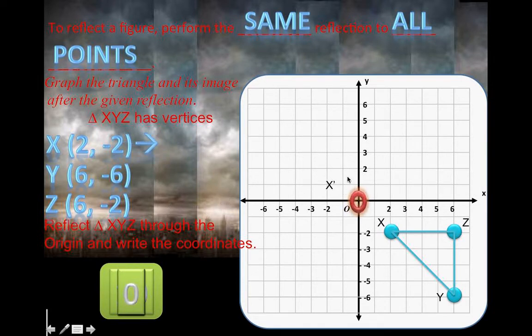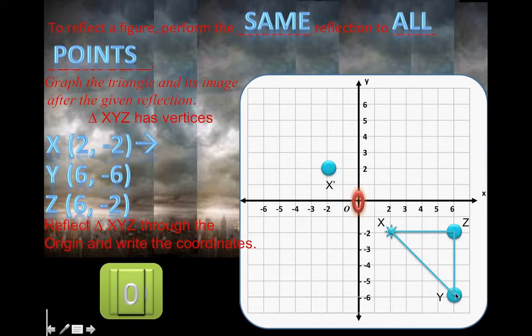All right, so X prime, we're going to figure that out first. So we're going to take X here, we're going to count to that origin. So we're going to go to the left 2 spaces and up 2 spaces. And then we're going to repeat that by going up another 2 and left another 2 in the opposite direction from the origin. So X will go straight through the origin and end up right over here.